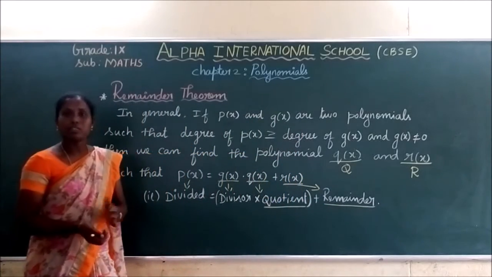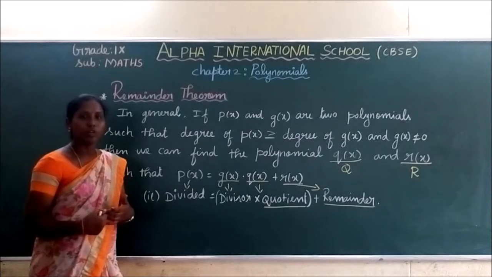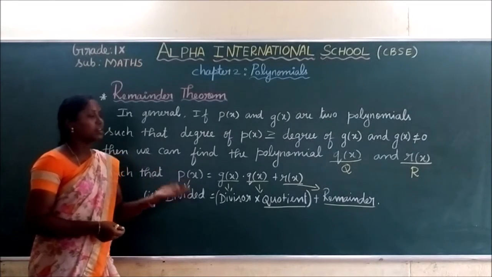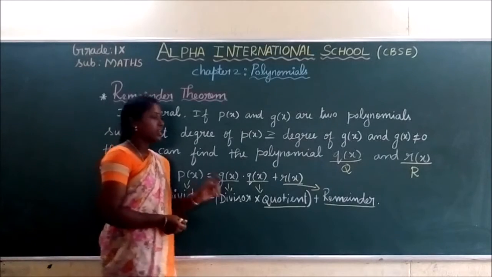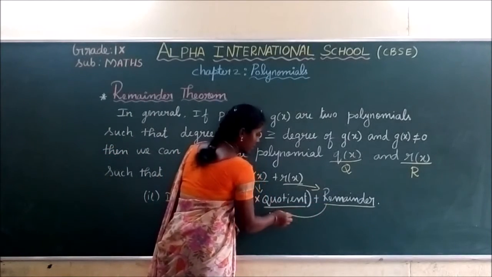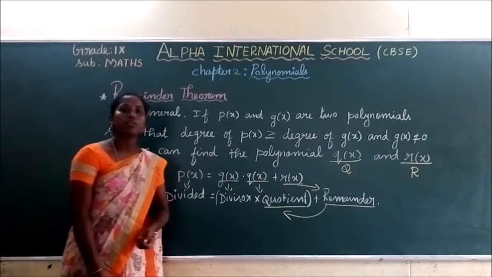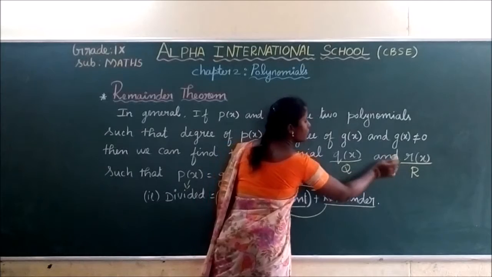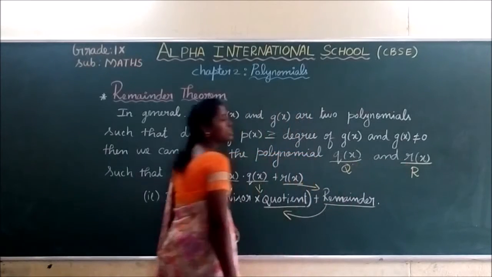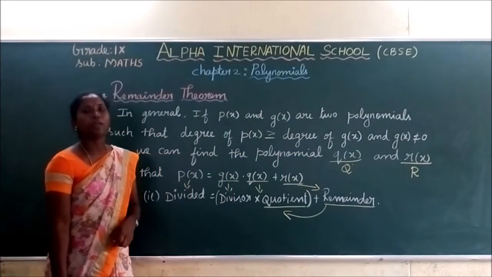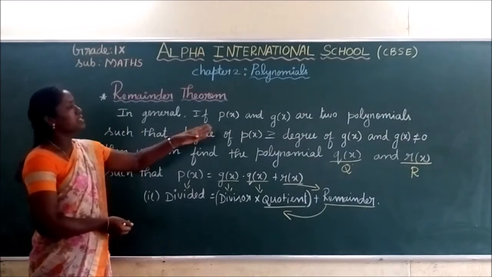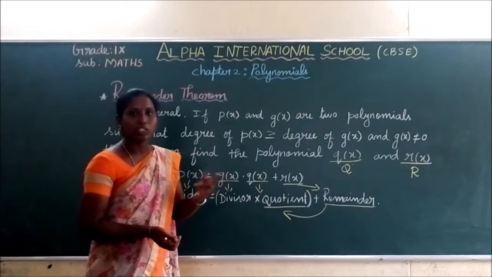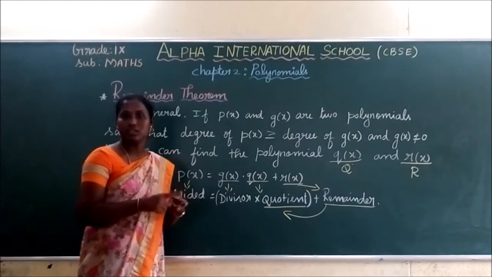The remainder may be 0. If you are dividing a polynomial by a polynomial and it is divided properly, you will get the remainder 0. Otherwise, you will get some remainder. The degree of the remainder will be less than the degree of the divisor. That is, the degree of r of x should be less than the degree of g of x. So if p of x and g of x are two polynomials, when you divide one polynomial by another, you get two other polynomials, the quotient and the remainder.